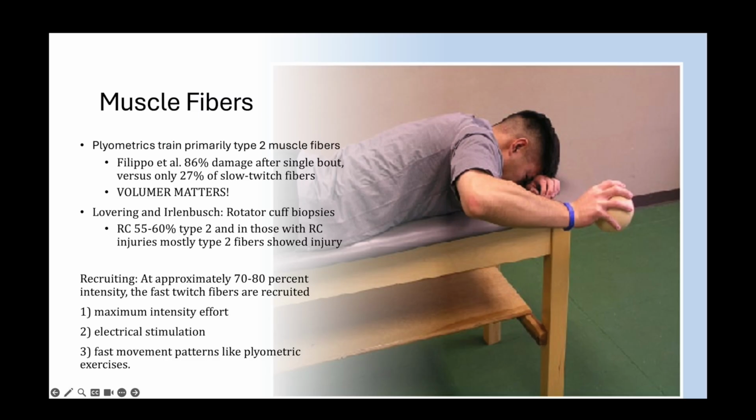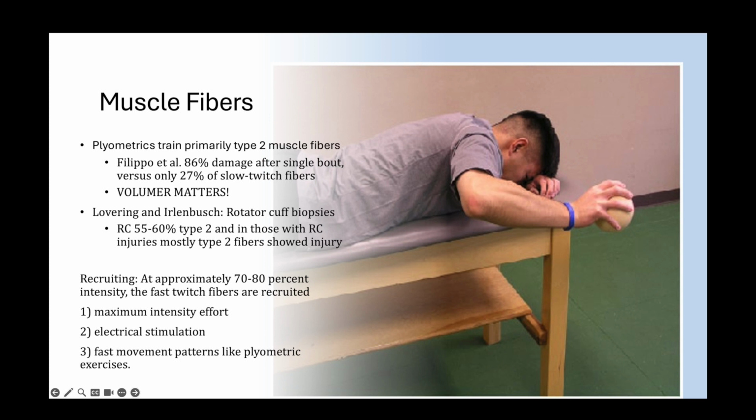So just a quick thing about muscle fibers. When you do a plyometric, type 2 muscle fibers are primarily going to be used. One study by Filippo et al. did a single bout of a plyometric exercise, and they found that 86% of the type 2 muscle fibers were damaged versus only 20% of slow twitch fibers. This is also why volume matters. If you remember, type 2 fibers are highly fatiguing, so you can't do hundreds of these, or the athlete's just not going to get any more benefit out of them.